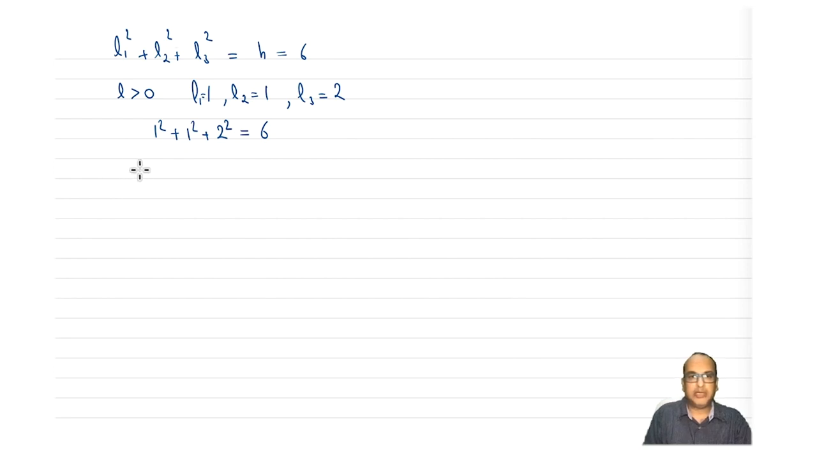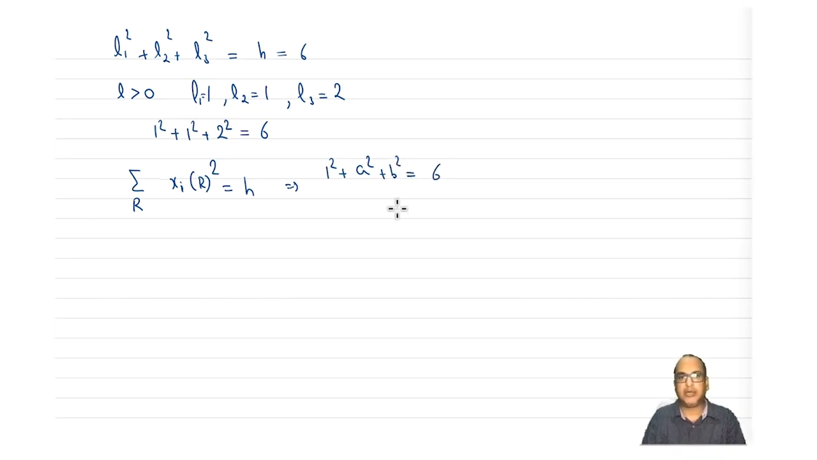So now we also know that the summation over all R of the sum of squares of characters is equal to h, which tells me that 1 square plus A square plus B square is equal to 6, right? So we already know this is 1. The important thing not to be missed is that you also have to multiply here, because we are only dealing with traces. So you also have to multiply with the class size here, right? So class size goes here.